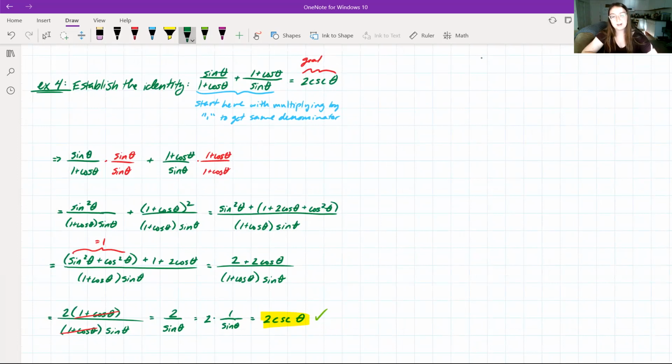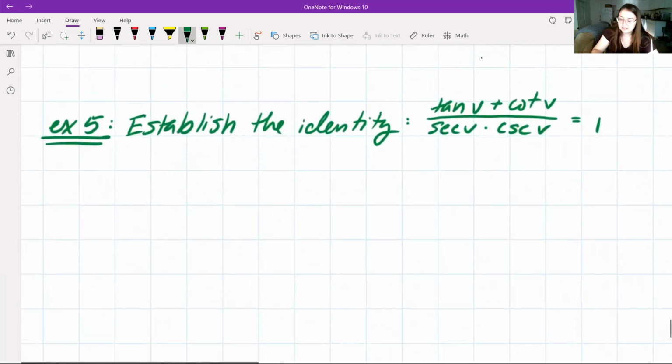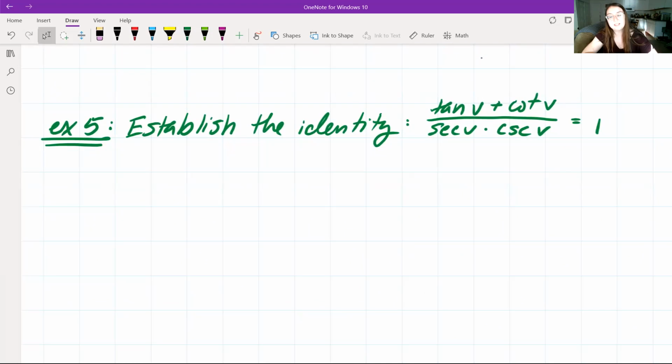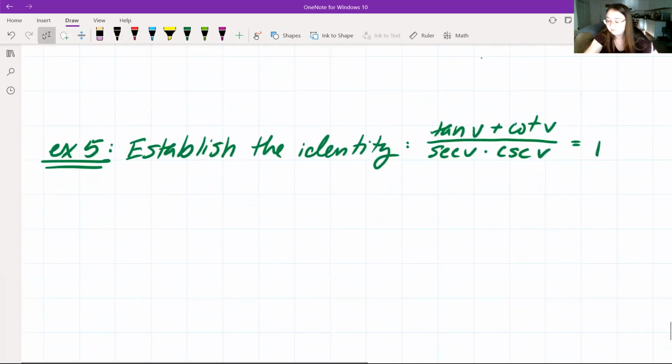All right, so on to our last example, example 5. One last identity here. We want to establish the identity that tangent of V plus cotangent of V divided by secant of V times cosecant of V is all equal to 1. So obviously 1 is our goal. And this is the side that we'll start with. So we're going to start here.